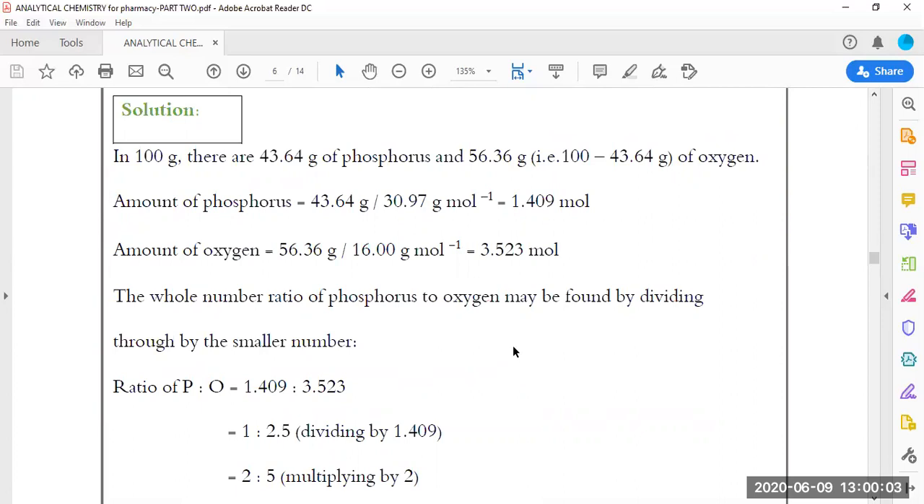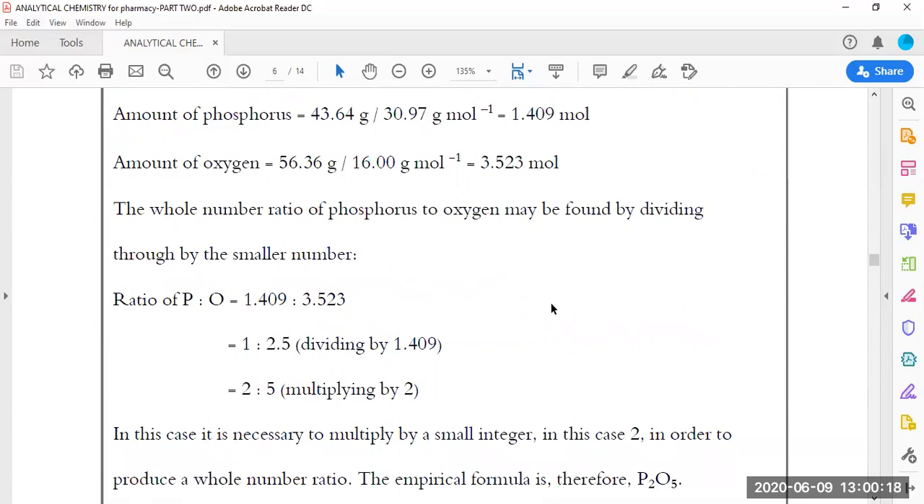So the whole number ratio of phosphorus to oxygen may be found by dividing through by the smaller number. If you remember what we said, you take the ratio like 1.409 to 3.523. So why do we do that? Why do we divide it by the smallest number? This is the ratio, of course, 1.409 to 3.523. That's the ratio between phosphorus and oxygen, which is not wrong. But what we do, we convert these decimal numbers to integer numbers because the formula must be written in integer numbers, not in decimals.